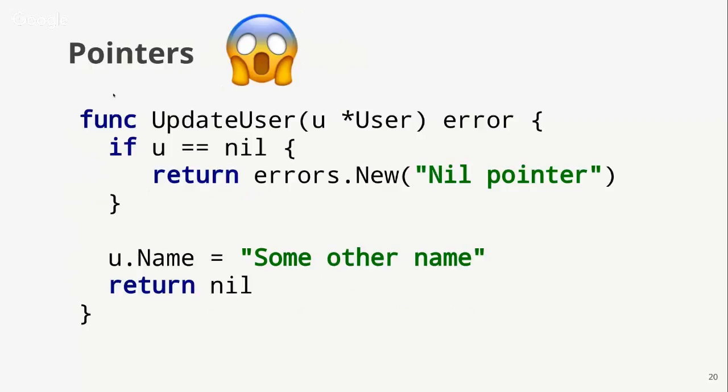What this means are two things. Pointers can be nil, so you need to check if the pointer is nil, otherwise you will get a panic. And the other thing is that the update user function can change the user which was given to it. So when u.name is set to some other name, the caller of that function will have the same value later on. If you would not use a pointer, then the caller of that function would not see the change.